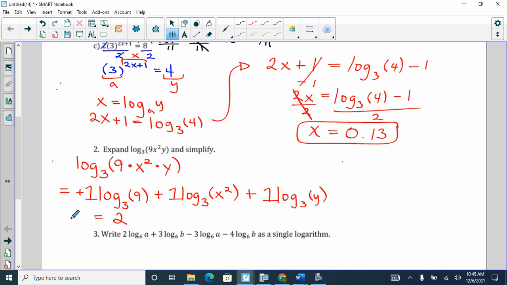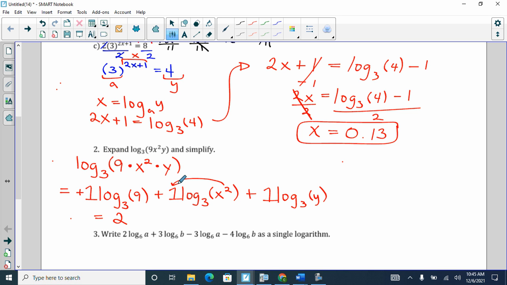What can I do with this 2 up here? This is correct. I could rewrite it as plus log base 3 x squared plus log base 3 y, and I'd be right. But often they'll take this 2 and they can actually do what with it? You can drop it in front because of the power rule. Remember the power rule with a log? Anything in front can move up as the exponent. Anything as the exponent can move in front.